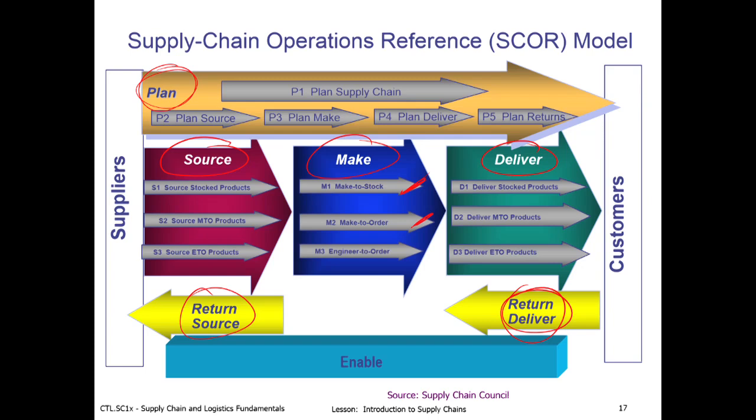The next category is making it to order. This is where I only make something when I have a physical order for it. I don't do it unless someone says they want it. And you can think about all the different ramifications, and we'll talk more about this in later lectures.